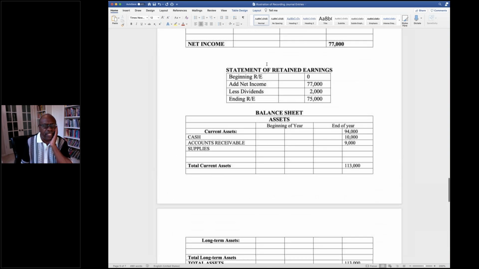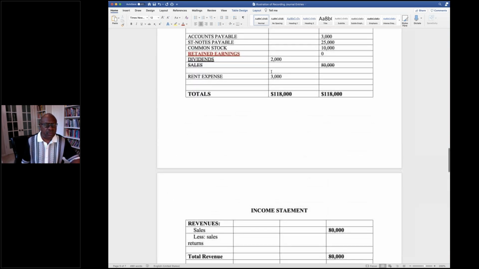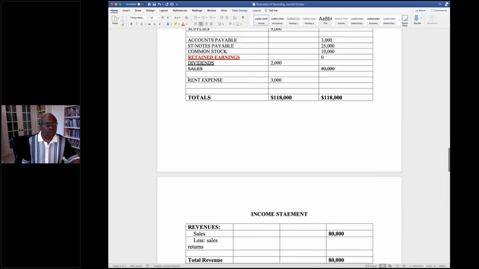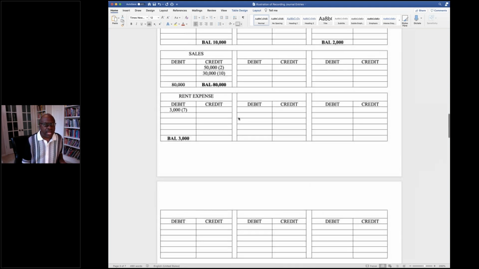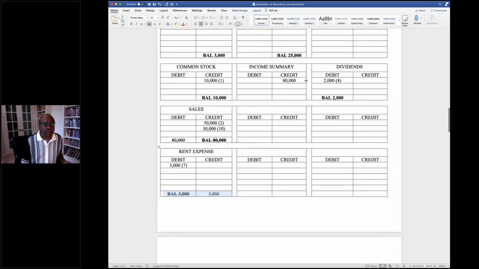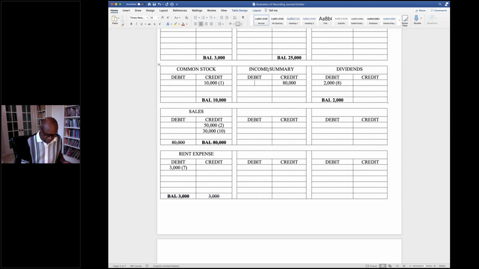So once we've done that, we scratch out the rent expense, it's gone, and now we're going to come over here and post it. So we're going to put 3,000 here. The rent expense is now closed out. And we're going to debit income summary now for the 3,000.